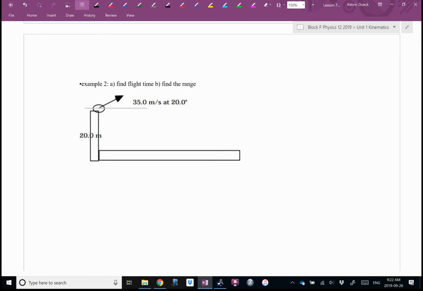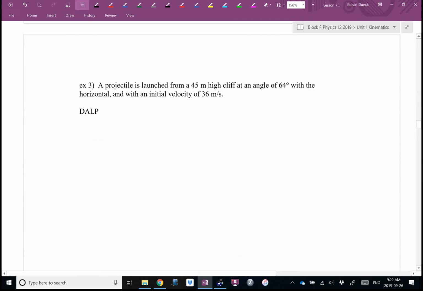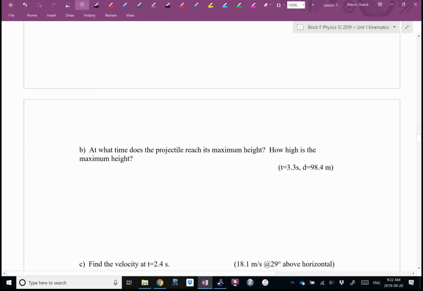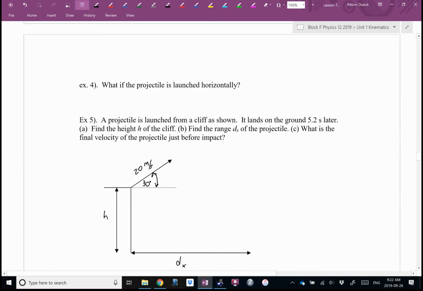Example 2 is an identical example to example 1. I just changed the numbers. I said, find the flight time, find the range. We're going to skip example 2, and I'm looking at my clock here. How am I going to do this, Mr. Dueck? I want to get a few more in, right, Mr. D?